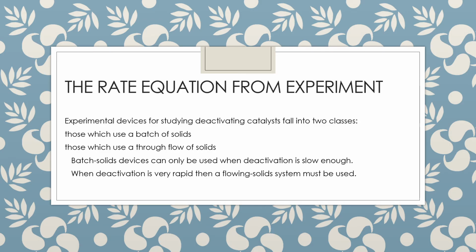The rate equation from experiment. Here we are going to show the experimental rate equation. The experimental devices for studying deactivating catalysts fall into two classes: those which use a batch of solids and those which use a through flow of solids. Now, batch solid devices can only be used when deactivation is slow enough. When deactivation is very rapid, then a flow solid system must be used.